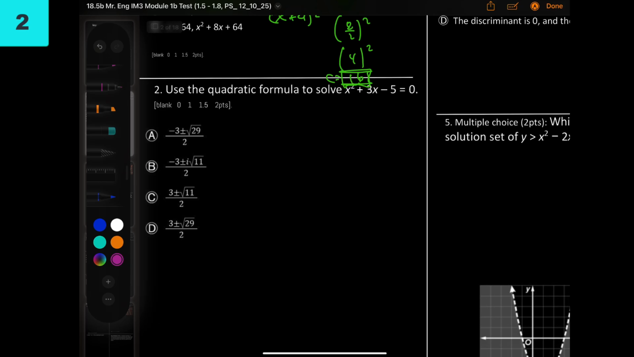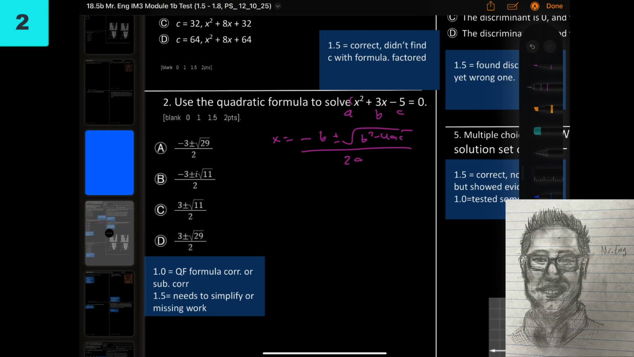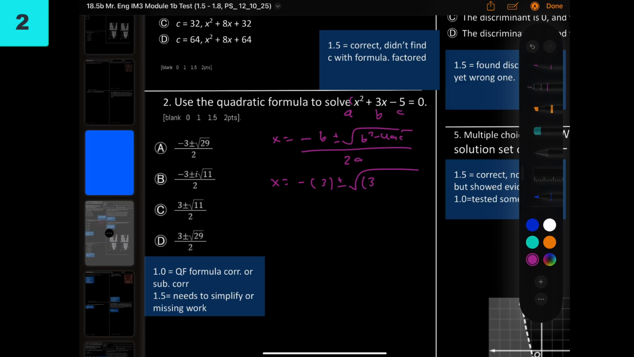Solve by quadratic formula. So A is 1, B is 3, C is -5. Open up the box. So then your B value is 3. Make sure you put it in parentheses. A value is 1, C is -5. All over 2 times 1.